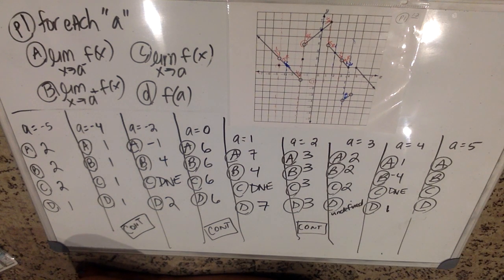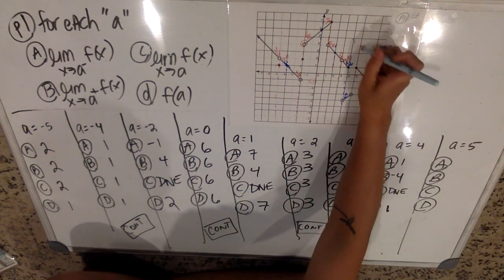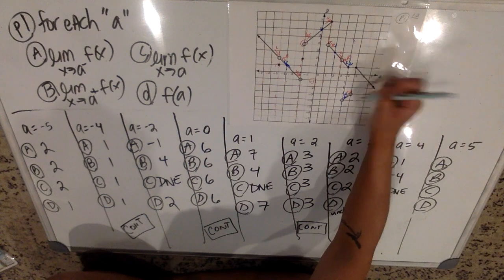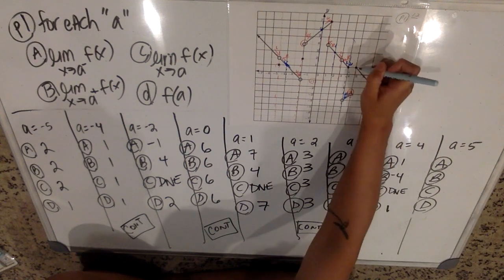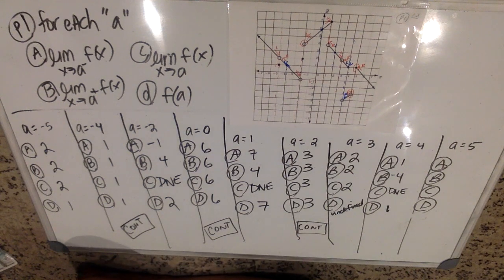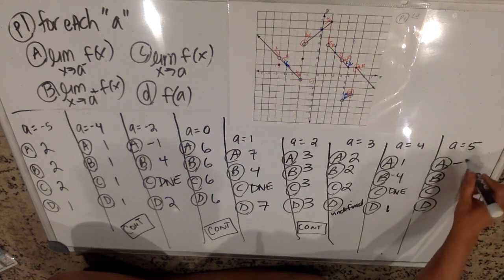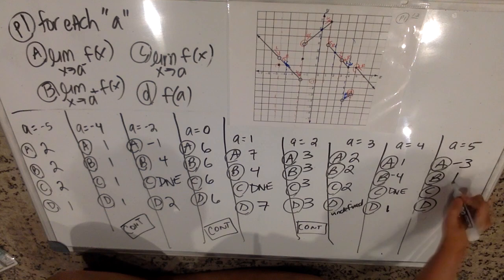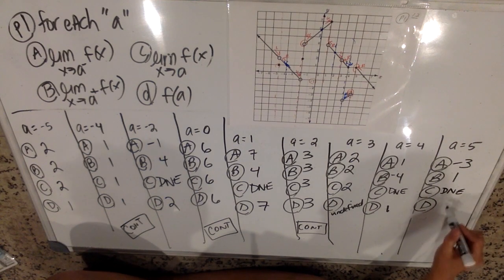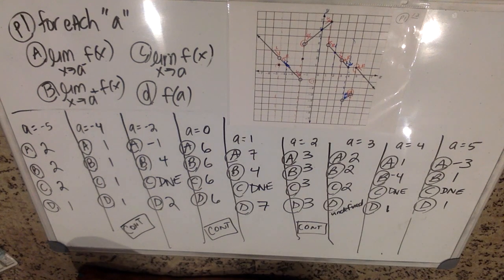And the last one we're going to do is at 5, and there is some weirdness at 5. So 5 is similar to 4 because the left-sided guy down here is walking to a negative 3. The right-sided guy is walking up to 1. So my left-sided limit is a negative 3. My right-sided limit is a positive 1, which makes the double-sided limit does not exist, and the closed dot happens to be at the 1. So those are all my values.